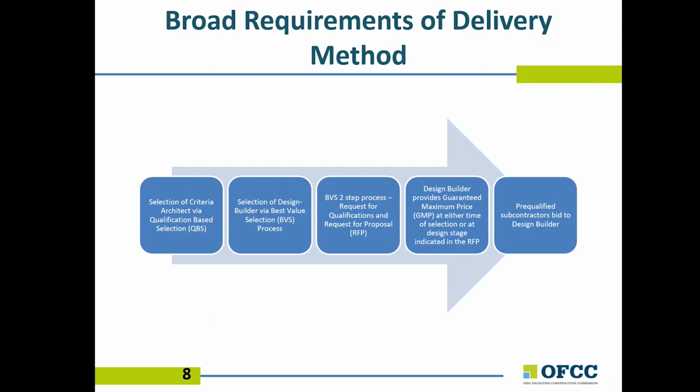Some broad requirements using design build include the use of qualification-based selection process for selecting the criteria AE and commissioning agents. Design build must be selected through a two-part best value selection process, including an RFQ and then an RFP. The design builder provides a GMP at time of selection or a design stage noted in the RFP. In addition, the first-tier subcontractors of the design builder are pre-qualified with the involvement of the owner.